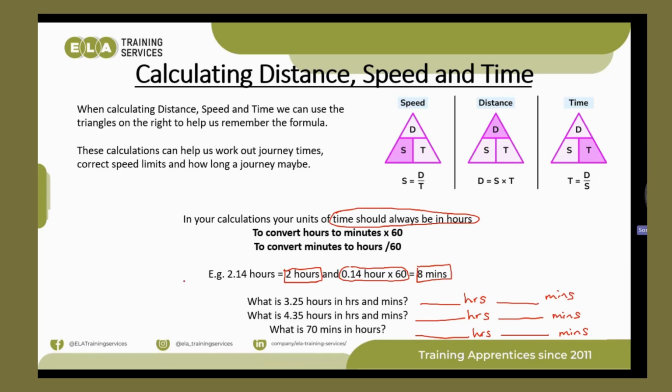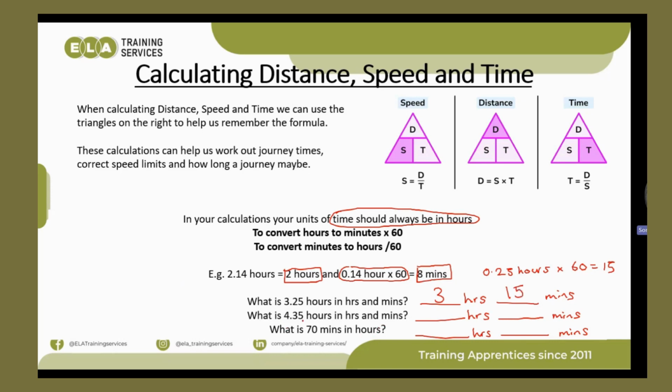Let's have a look at some of these. So what is 3.25 hours in hours and minutes? So we know the 3 is 3 full hours, and then we've got 0.25 of an hour. So to get that to minutes, we're going to times that by 60, which is 15. So 3.25 hours is 3 hours and 15 minutes.